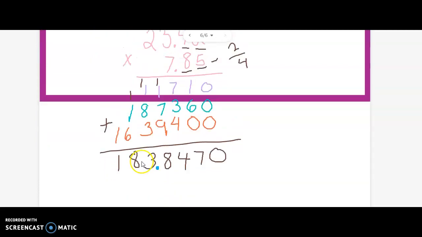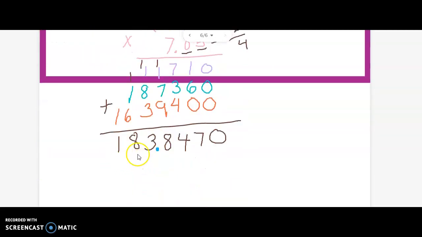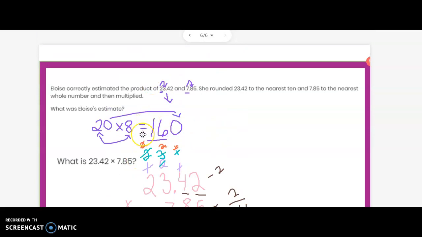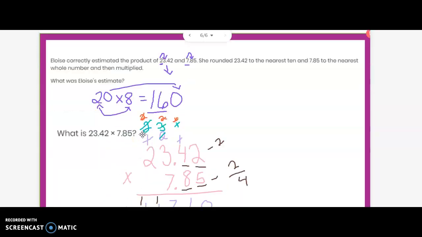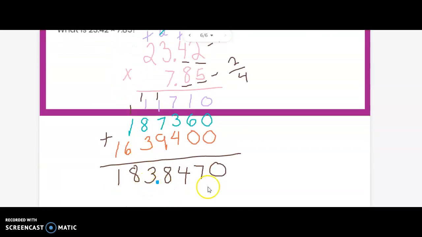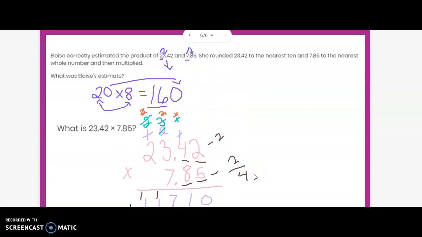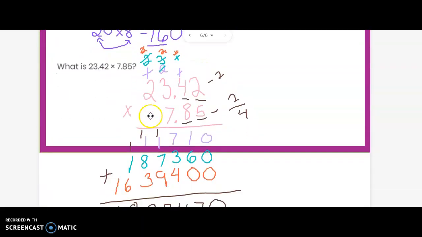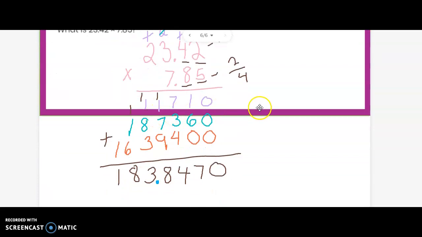And let me compare it. 160, it's not terribly far off. 183, yep, not terribly far off. So there we go. Check yours, make sure yours looks like mine, and if it doesn't, make some changes.